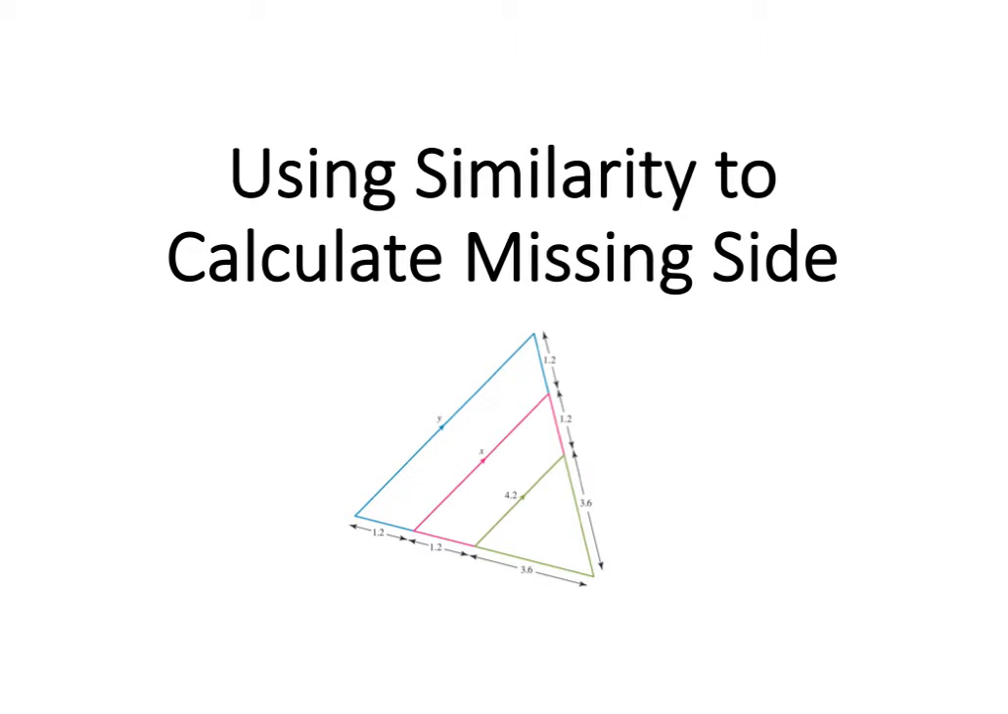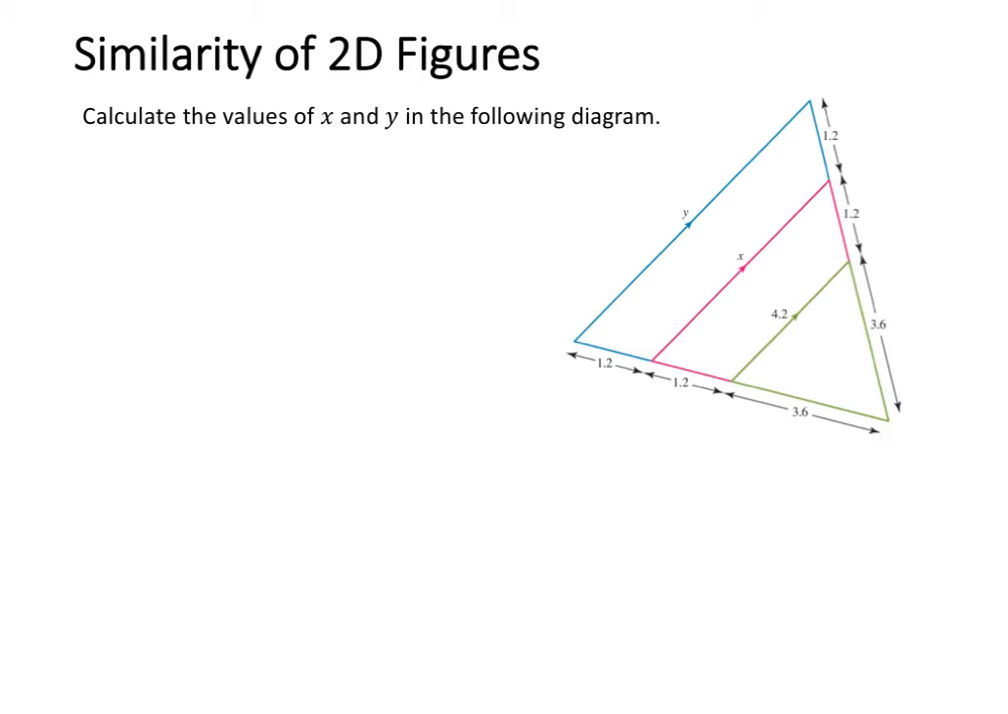In this video, we're going to have a look at how to calculate the missing side in objects that involve similar shapes. So the question asks us to calculate the value of x and the value of y using the diagram provided. So we'll start off by having a look at calculating the value for x, and the diagram can actually be broken up into three smaller triangles.